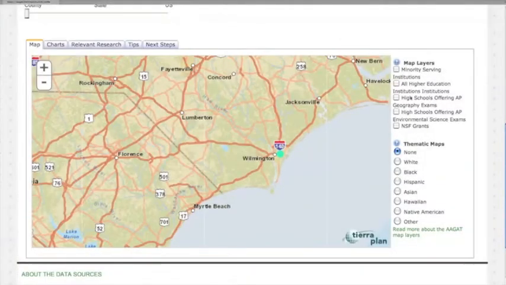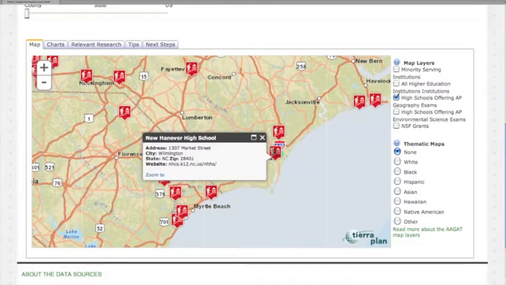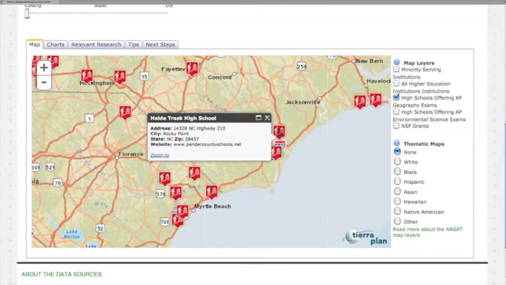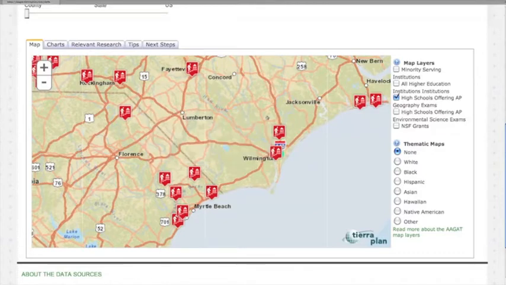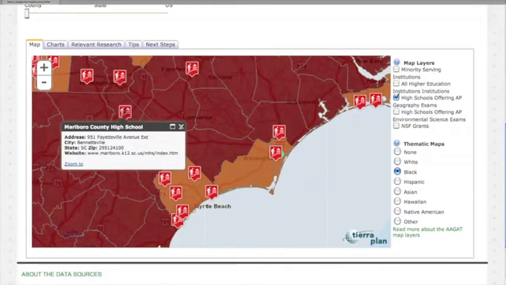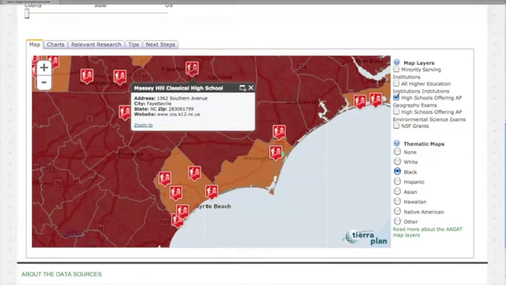Another strategy that the toolkit can help think through is recruitment at area high schools. Here you can see the schools that offer AP geography exams, which can mean students that are a little more aware of geography as a career or more inclined to major. When coupled with the layer of the demographic census information, the department might realize they might need to reach out even further beyond campus into their catchment area for this effort.